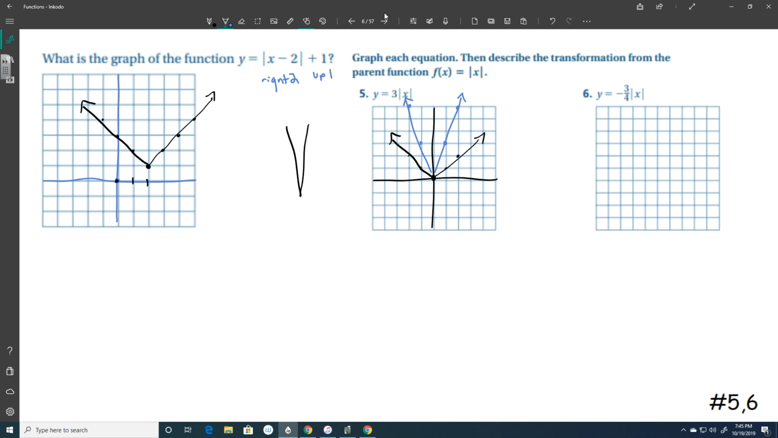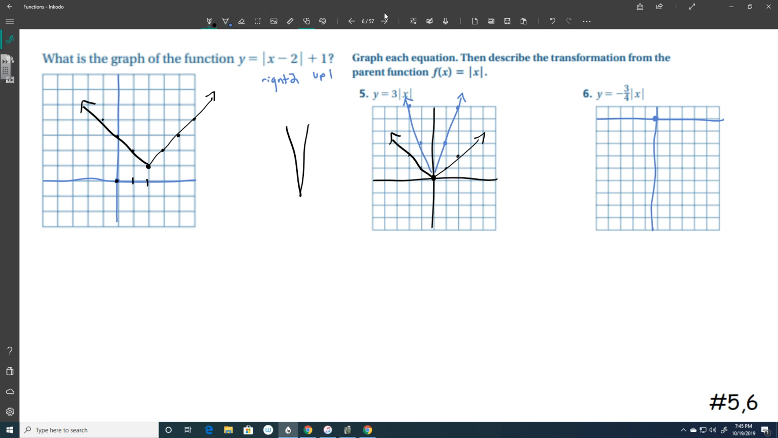I can look at the function and tell what my graph is going to do. In this case, I have a fraction in front of the absolute value, and I have a negative. So the first thing that means is that it's going to flip my graph upside down. So I know that my graph is actually going to go down instead of up. So I'm going to start up here.